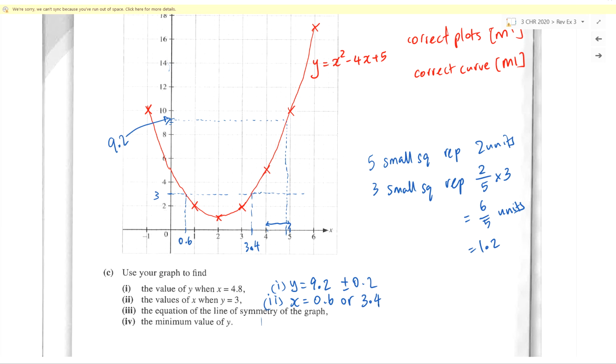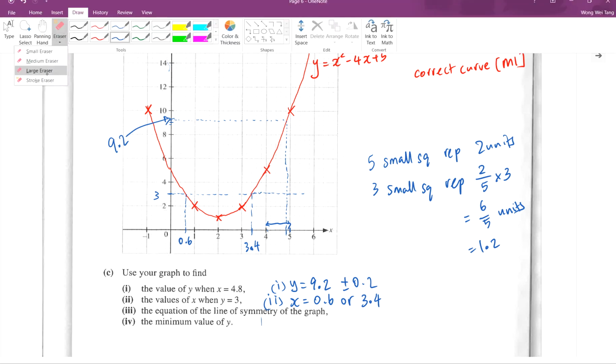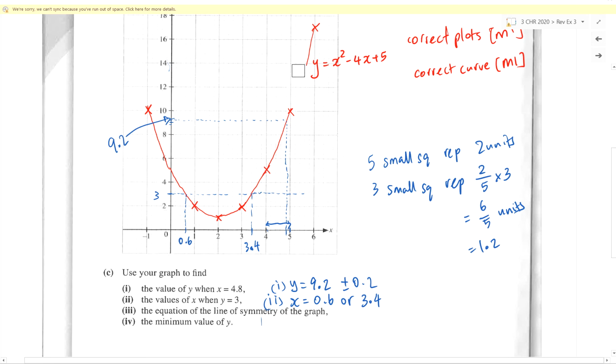Part 3, equation of the line of symmetry of the graph. This is our graph. Now imagine if I remove this portion. Can you find the line of symmetry? Can you put a mirror to separate it left and right, and then they have the same shape? So where is the mirror? It's going to be a vertical line, right? Vertical line, this way.